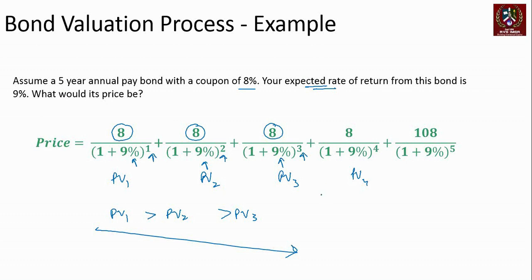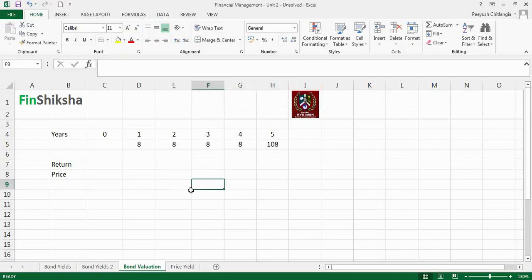Let's try and solve this on our Excel file. So this is the bond we are looking at, right? How do I actually find it? So let's assume my expected return is what we said is 9%, right?